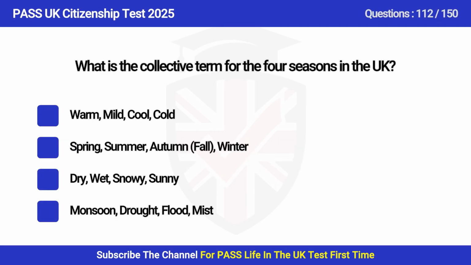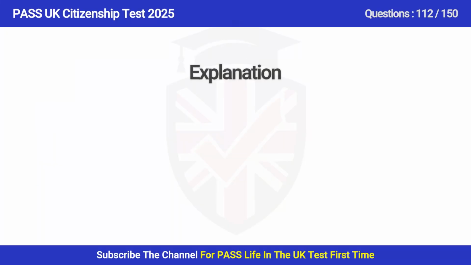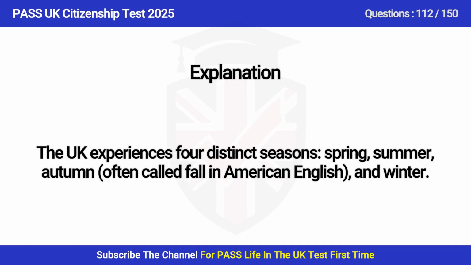What is the collective term for the 4 seasons in the UK? A. Warm, mild, cool, cold, B. Spring, summer, autumn, fall, winter, C. Dry, wet, snowy, sunny, D. Monsoon, drought, flood, mist. Answer is B. Spring, summer, autumn, fall, winter. The UK experiences 4 distinct seasons: spring, summer, autumn, often called fall in American English, and winter.